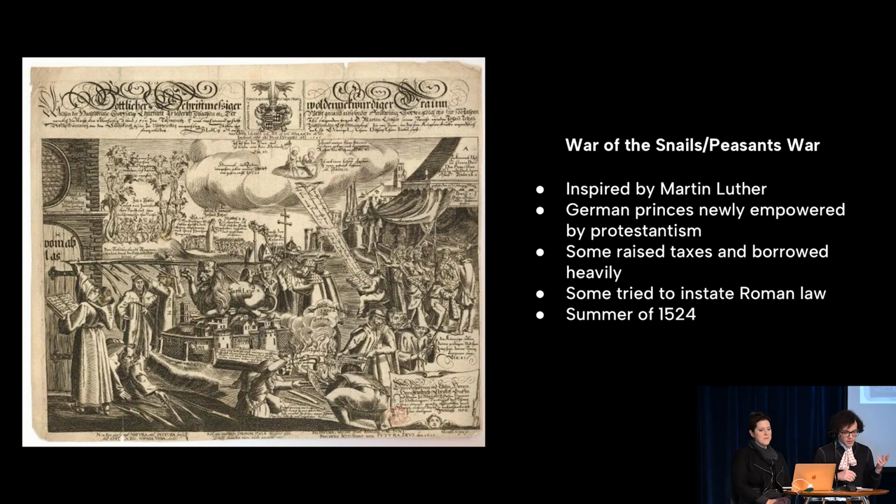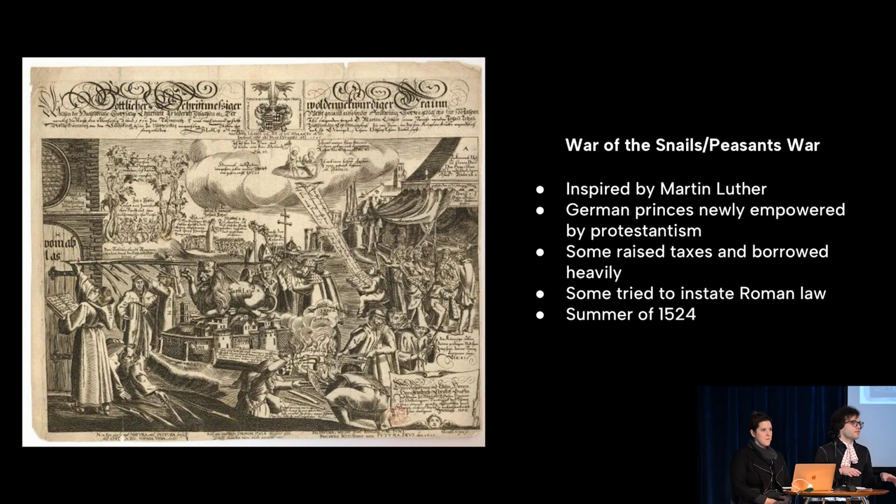So, for example, some German princes could now start raising taxes to extreme levels because they didn't have the Catholic Church to tell them that that was inhumane. They also started borrowing with impunity, which was very against Catholicism, especially at the time. And this caused their peasantry to have to make up for that lack. Some princes who rejected Catholicism even tried to reinstate Roman law.